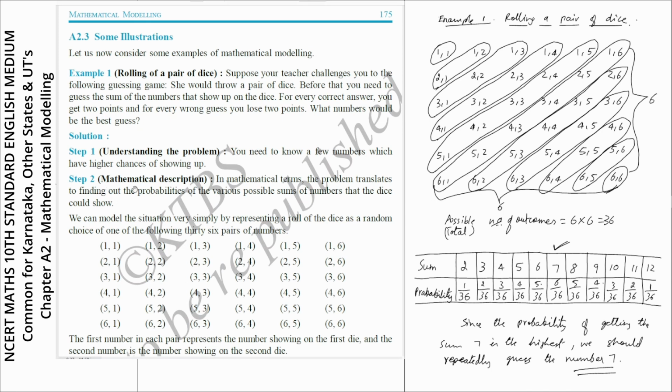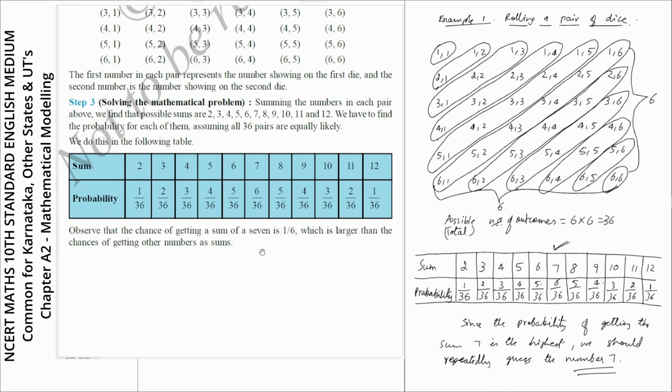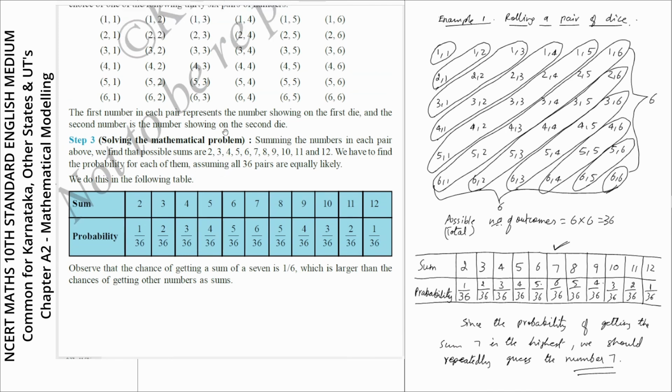The second step is mathematical description. When a pair of dice is thrown, there are totally 36 possible outcomes, and those outcomes are shown here mathematically. Those are 1, 1, 1, 2, 1, 3, 1, 4, 1, 5, 1, 6, and so on up till 6, 6. The third step is solving the mathematical problem. We were supposed to guess the sum of the numbers that shows up.